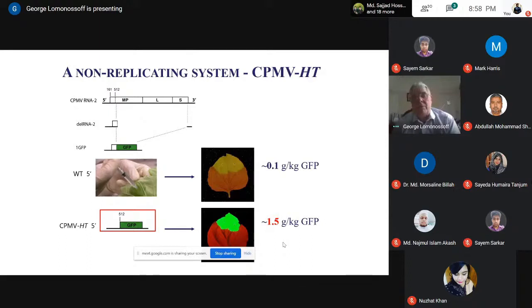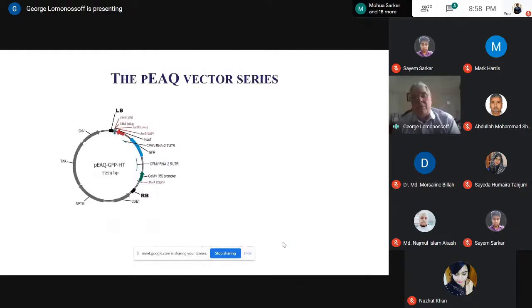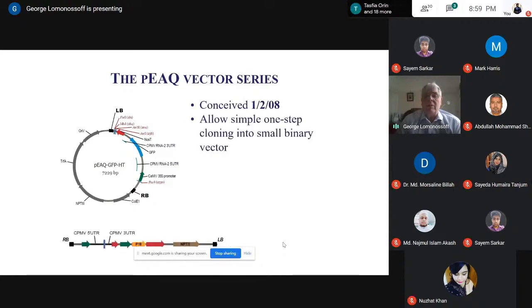So that's very straightforward. A few years ago, 2 PhD students, Ava Tooneman and Frank Sainsbury, in my lab, set to and made some very usable plasmids, the PEAK vector series, and that stands for P, easy and quick, in case anyone's wondering, and because it's designed to make cloning easier. And these were conceived in 2008, 12 years ago now, to allow simple one-step cloning between the 2 UTRs, the 5' and the 3'.